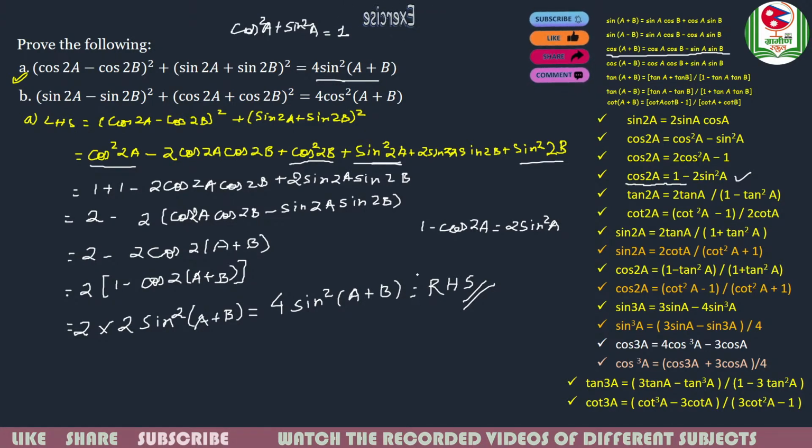Okay, so I have completed this first one, and using the same concept you can also complete this second.